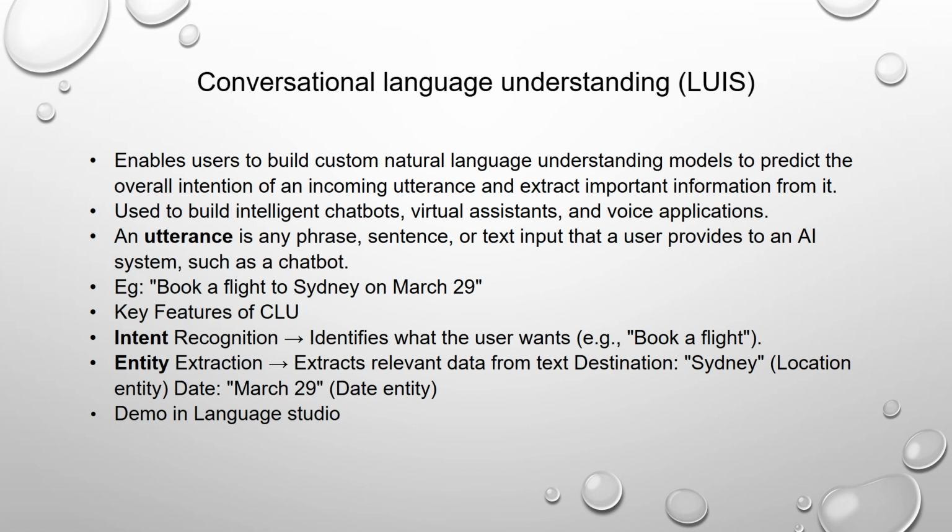Now what is an entity? Entity is the relevant information or data which supports the intent. For book a flight, there will be follow-up questions. Where to book the flight? When to book the flight? Those are the entities, the additional data. So in the given utterance, Sydney is the location entity and March 29th is the date entity. So a conversational language understanding model is supposed to extract important information from user utterances, like intent and entity.